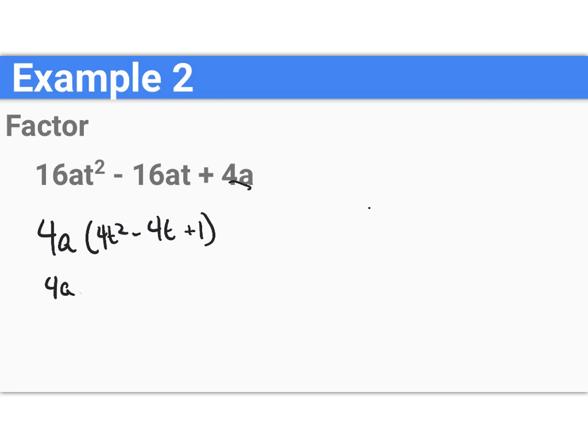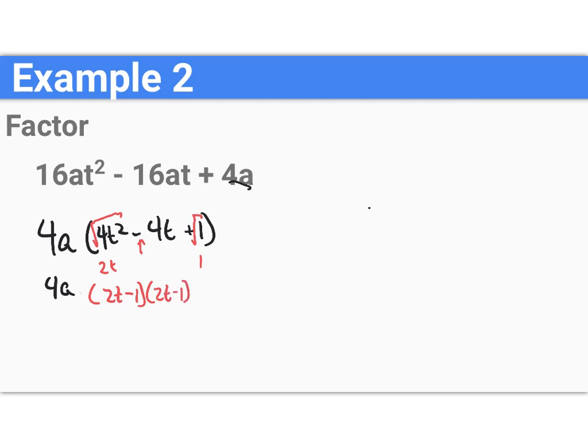4t squared is a perfect square, and 1 is a perfect square. So what is the square root of 4t squared? It is 2t. The square root of 1 is 1. Oh, look at this. 2t minus 1, because the sign here is still negative, and then 2t minus 1.